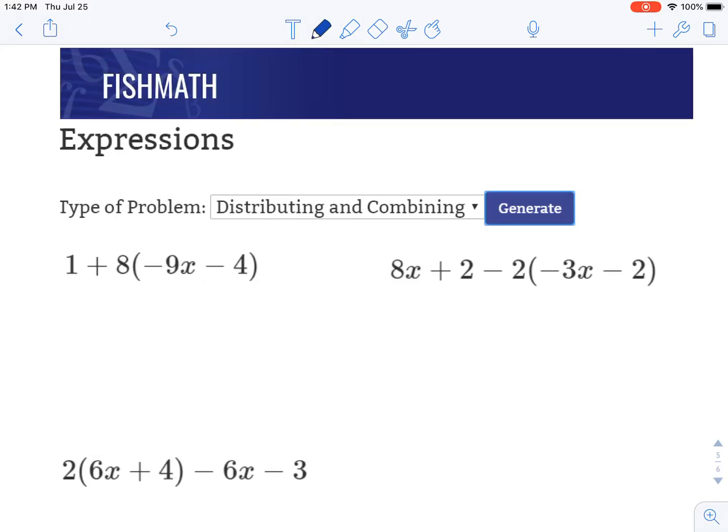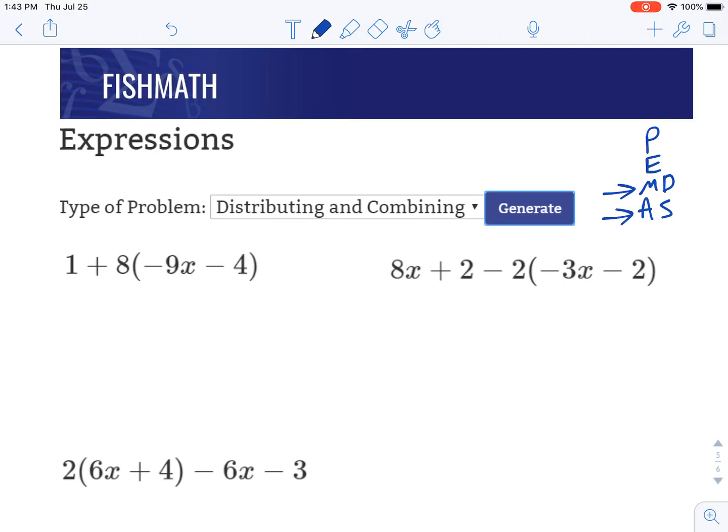Hi everyone, we're going to do distributing and combining now. For any math problem, we always have to make sure we follow the order of operations. That's really important when it gets to distributing and combining, because we've got to make sure we do multiplication and division before we do any adding and subtracting.